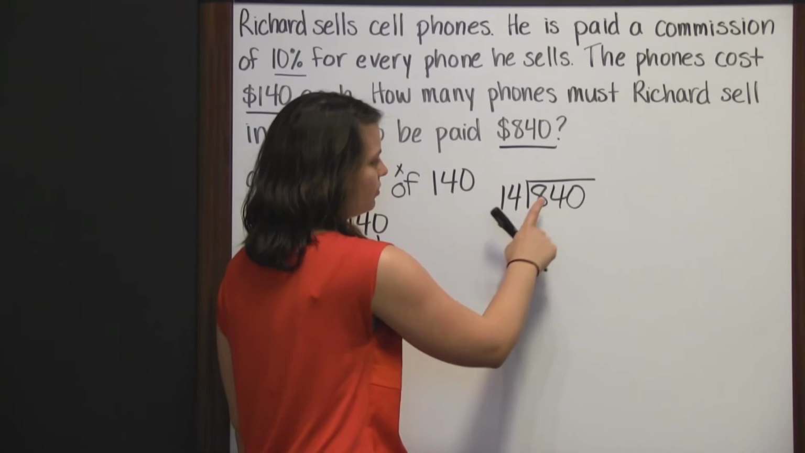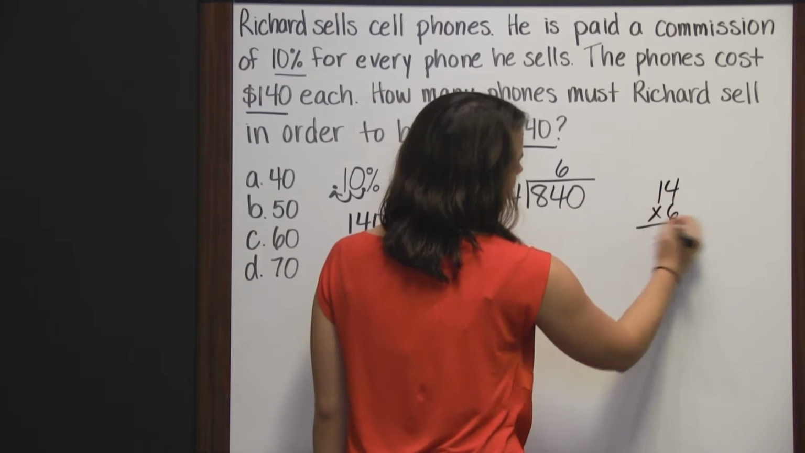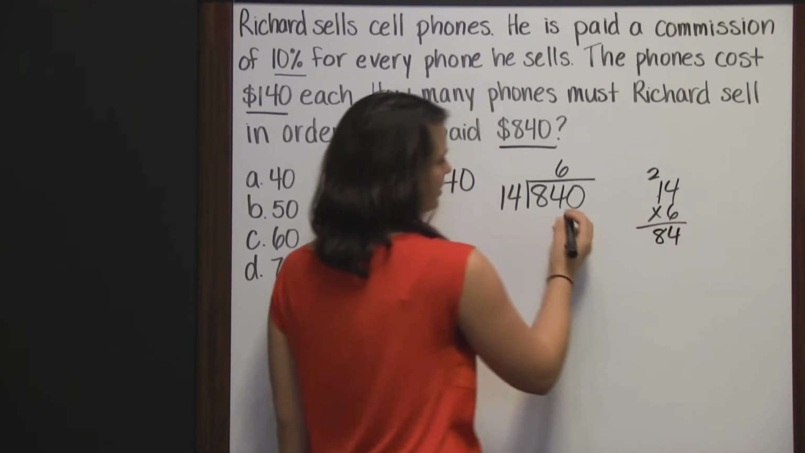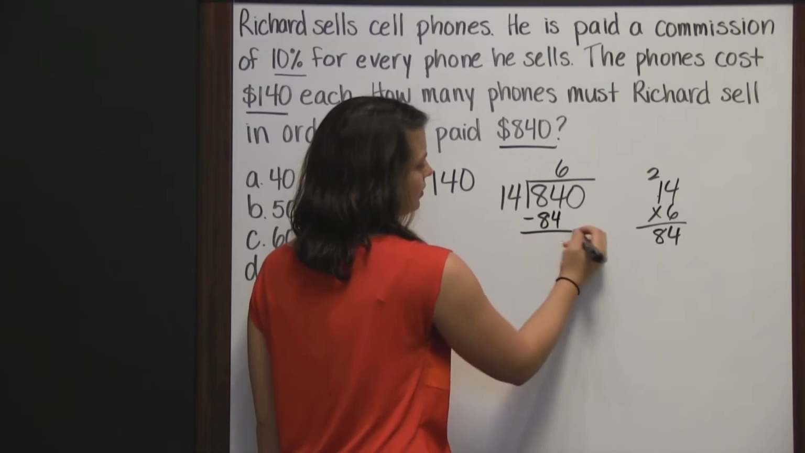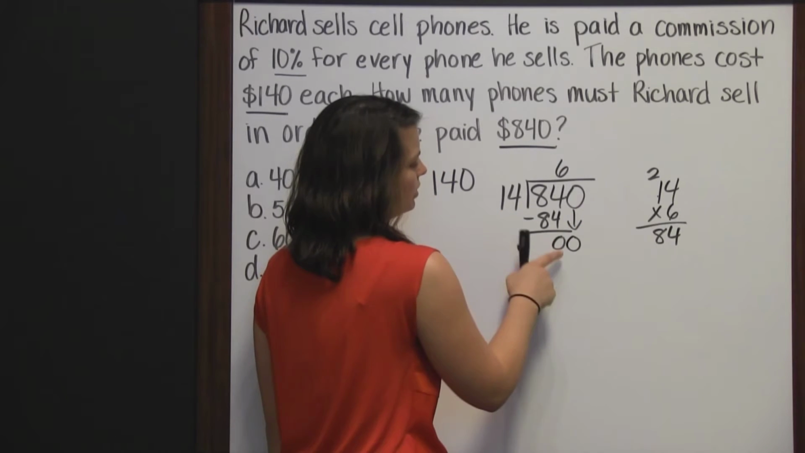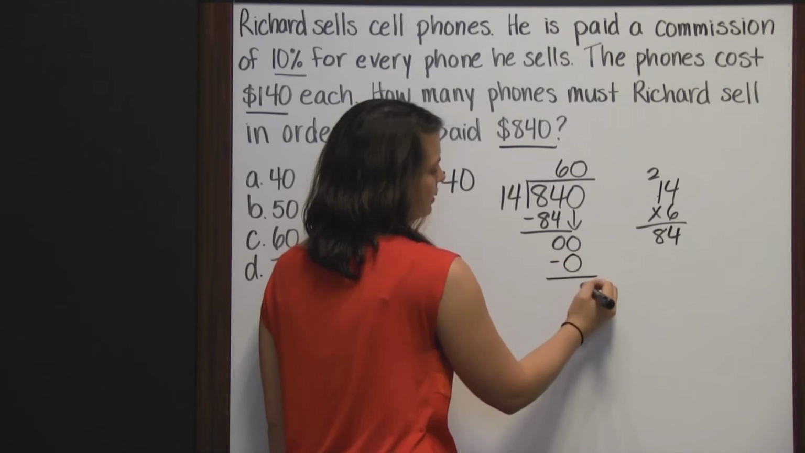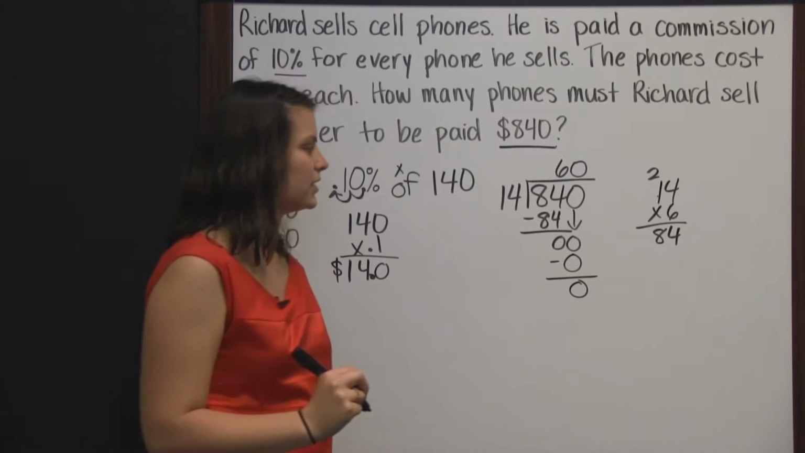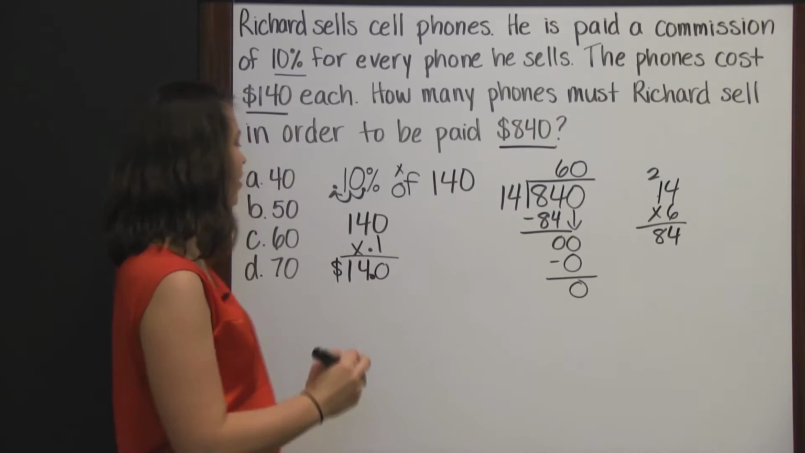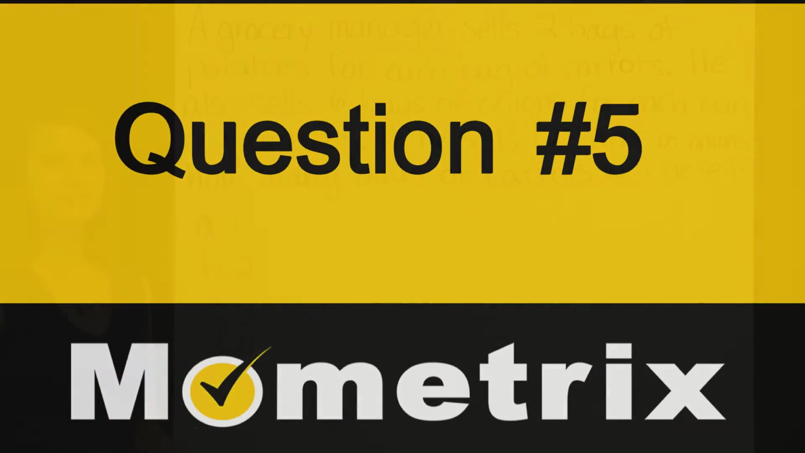So 14 goes into 84 6 times. 14 times 6: 6 times 4 is 24, carry the 2, 6 times 1 is 6, plus 2 is 8. So it goes in perfectly. When we subtract, we get 0 and bring down 0, and 14 goes into 0 0 times. 14 times 0 is 0. When we subtract, we get a remainder of 0. So that means that Richard needs to sell 60 phones in order to make $840. Answer C.